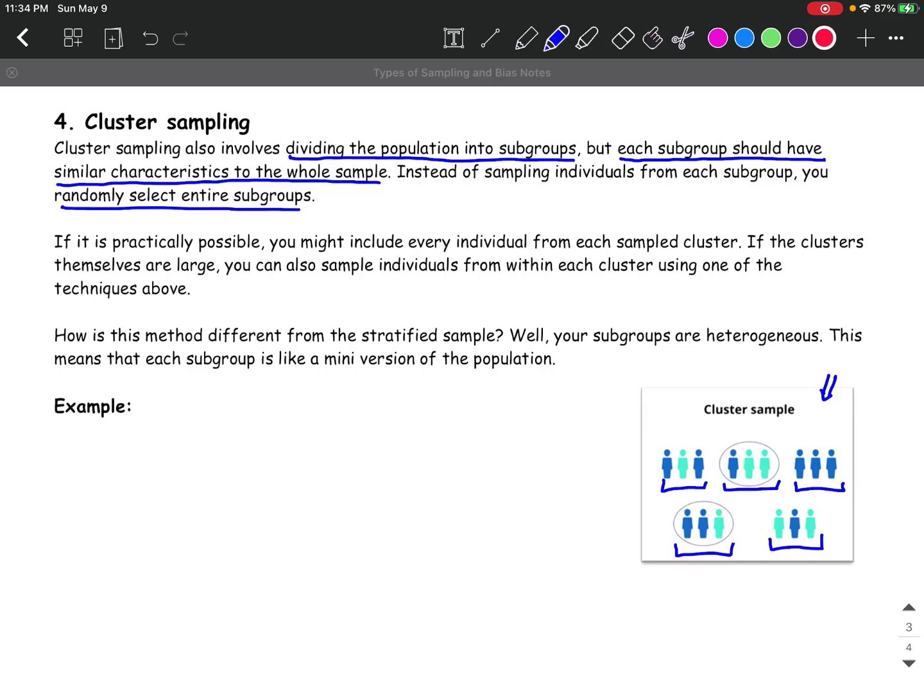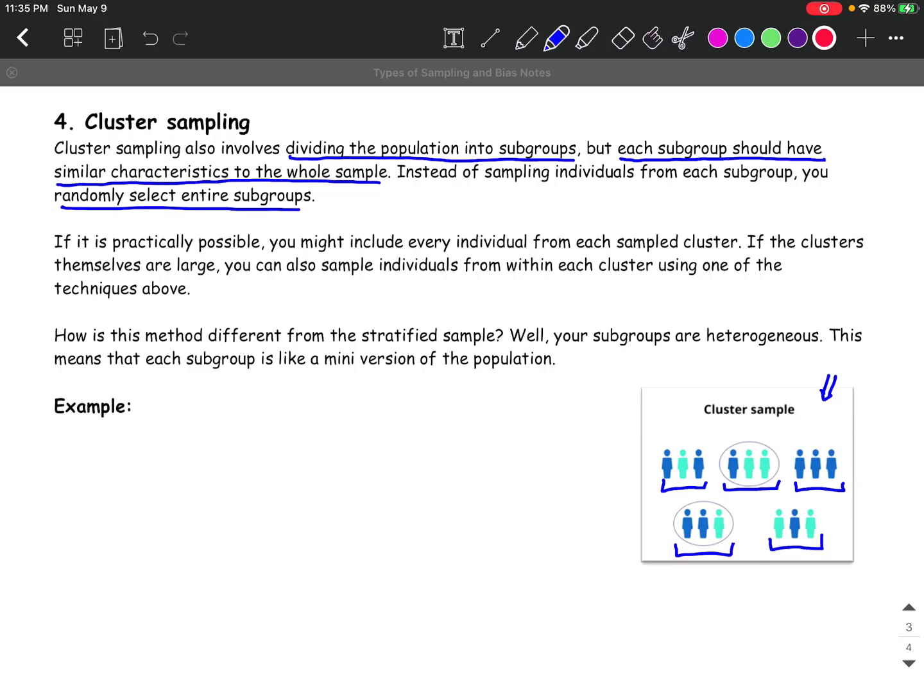Now, if it's practically possible, you must include every individual from each sampled cluster. If the clusters themselves are large, you can also sample individuals from within each cluster using the stratified sampling or the SRS. So now, how is this method different from the stratified sampling?